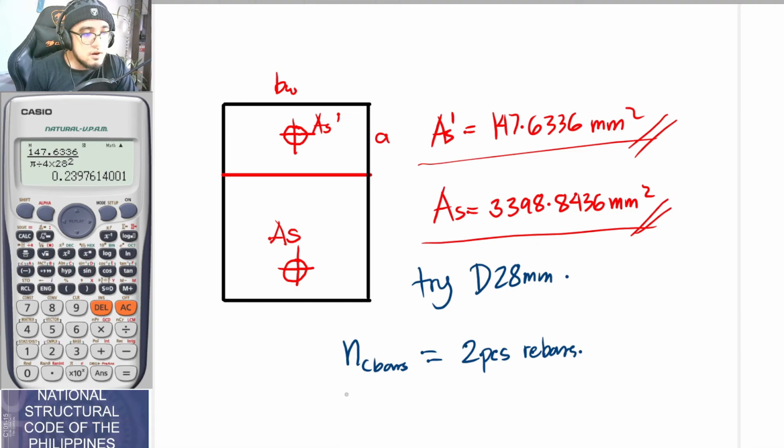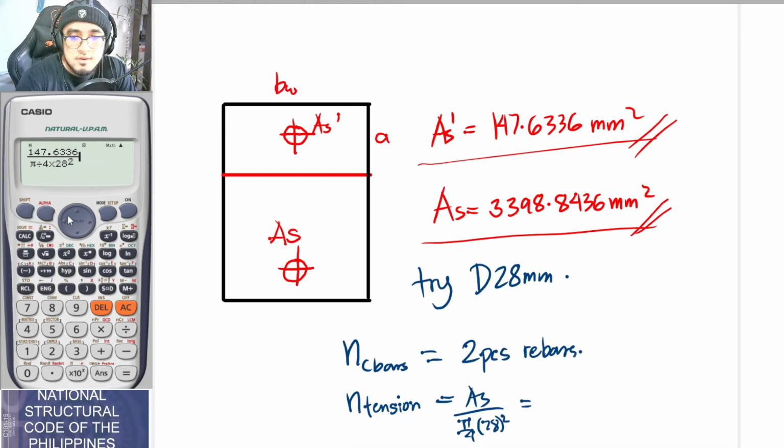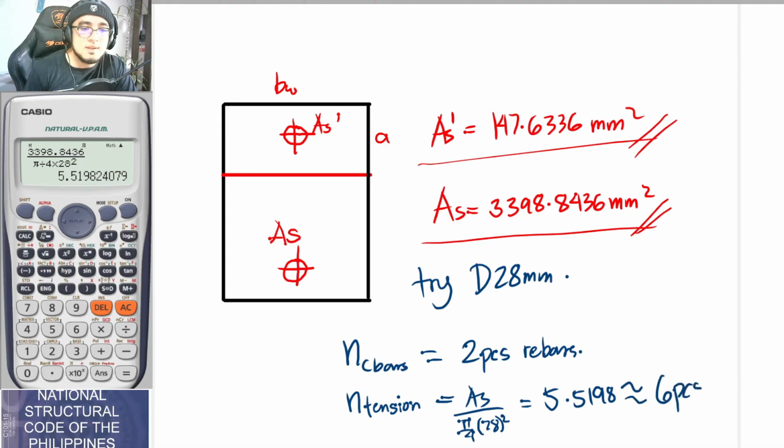Okay, and as for our tension bars, N tension is basically As divided by pi over 4 times 28 squared. So 3398.8436 divided by that. Our answer here is 5.5198. And we will be rounding this up to 6 pieces, since you cannot buy a fraction of 0.5198 of a steel bar.